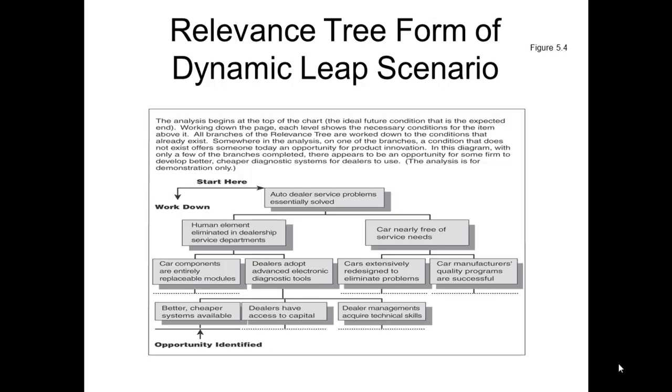This is quite an interesting chart. The relevance tree form of the dynamic leap scenario. It says here you start here first, and then you work down into the human element, eliminated in dealership service departments versus the car nearly free of service needs. Two different categories. If you go down farther on the left side, the car components are replaceable. On the right side, the car is extensively redesigned to eliminate any problem. So it's kind of a tree, two different ideas of developing a car.